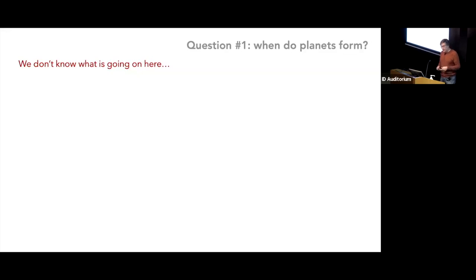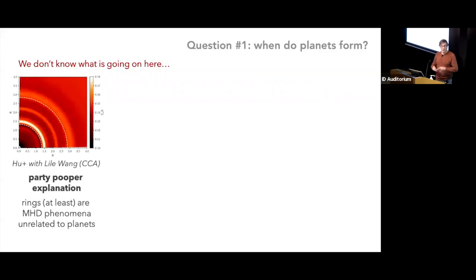But there are various possibilities. So I'll just skip through the possibilities. So the first possibility is that when I said, well, it looks like we would have planets and planets would be doing that, maybe actually that's not right at all. Maybe it's the case that a protoplanetary disk can spontaneously develop rings in its structure, even if there are no planets there at all, okay?